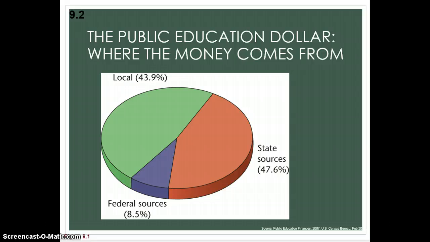This slide covers something that we discussed in the Kozol book, but we want to bring it back up: just where public education money comes from. So where does the least come from, looking at this? Right, the federal government. And where does the most come from? That's right, your state sources, followed by your local sources.